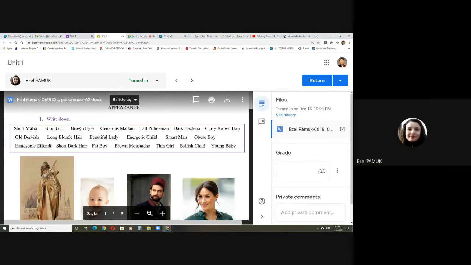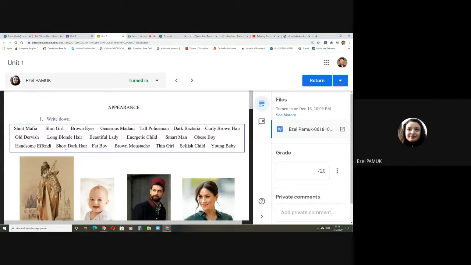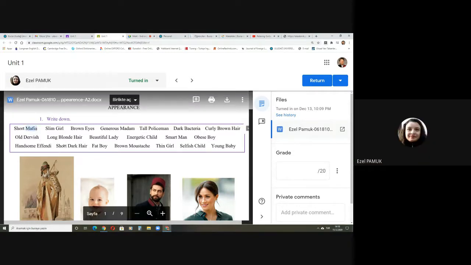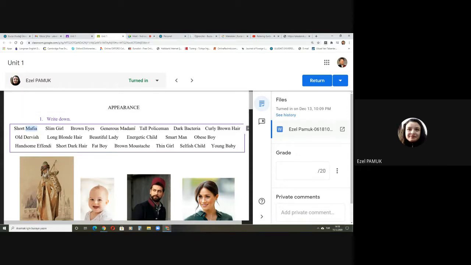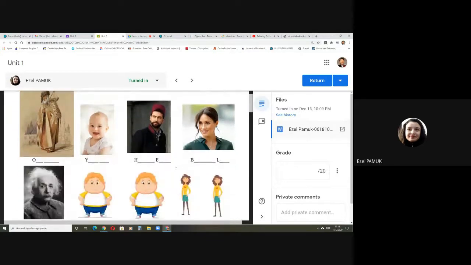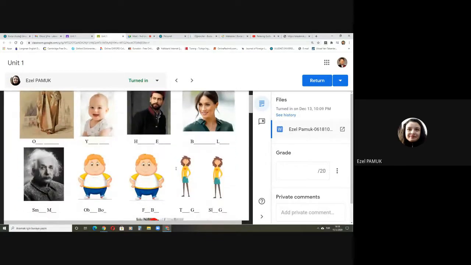Adjectives with cognate words. Which of these are called? Mafia, dervish, lady, madam, policeman. But madam and girls, they already know because we are at the A2 level. But I needed to also teach slim, etc. So I used them.